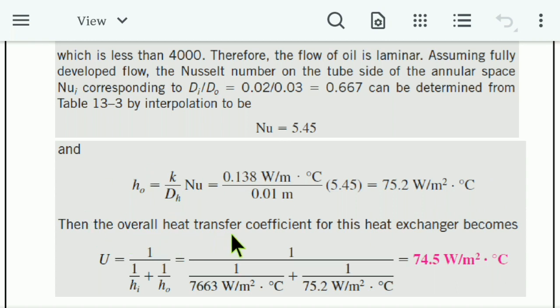Then the overall heat transfer coefficient for this heat exchanger becomes: 1 by U is equal to 1 by H I plus 1 by H O. So H I means 6,663 watt per meter square degree Celsius, and H O means 75.2 watt per meter square degree Celsius. So after calculation, we find the overall heat transfer coefficient for this heat exchanger, and this is 74.5 watt per meter square degree Celsius.